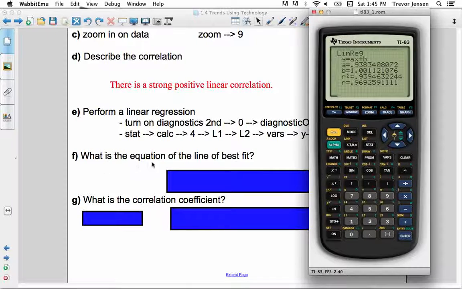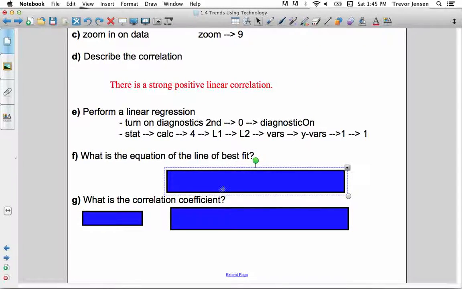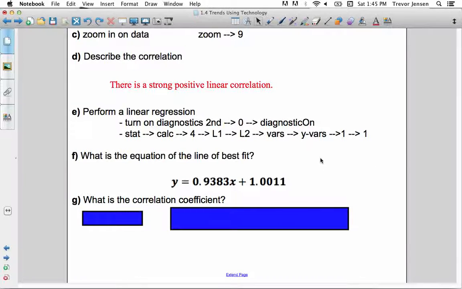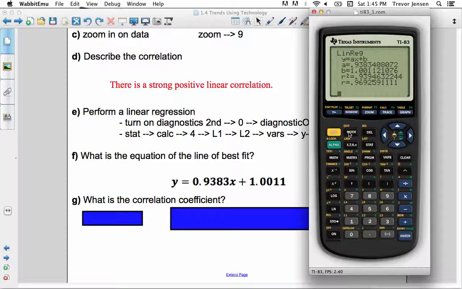So what is the equation of the line of best fit? We'll just plug those values into y equals ax plus b, and that gives you the equation of your line of best fit. So there's the equation there: y equals 0.9383x plus 1.001. Next thing we want to do is look at the r and the r squared values and actually state what those tell us about the correlation between the variables.